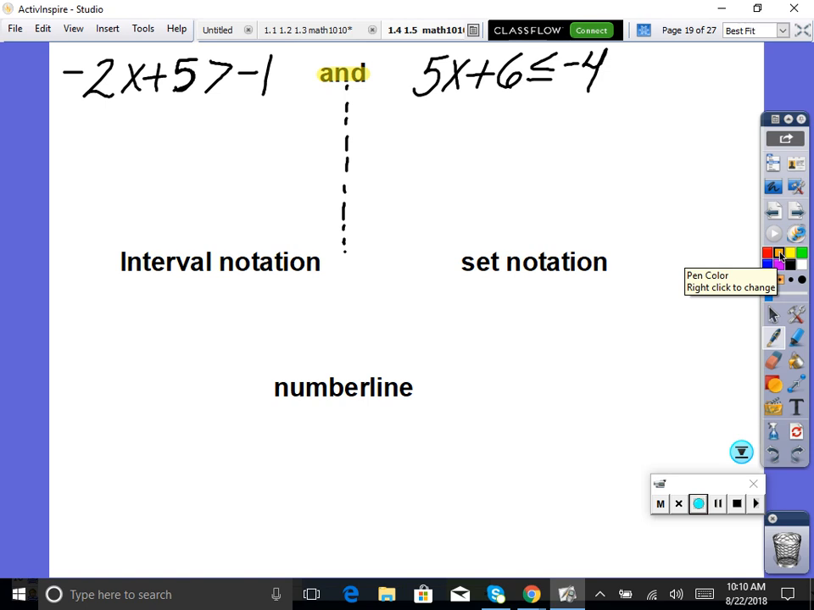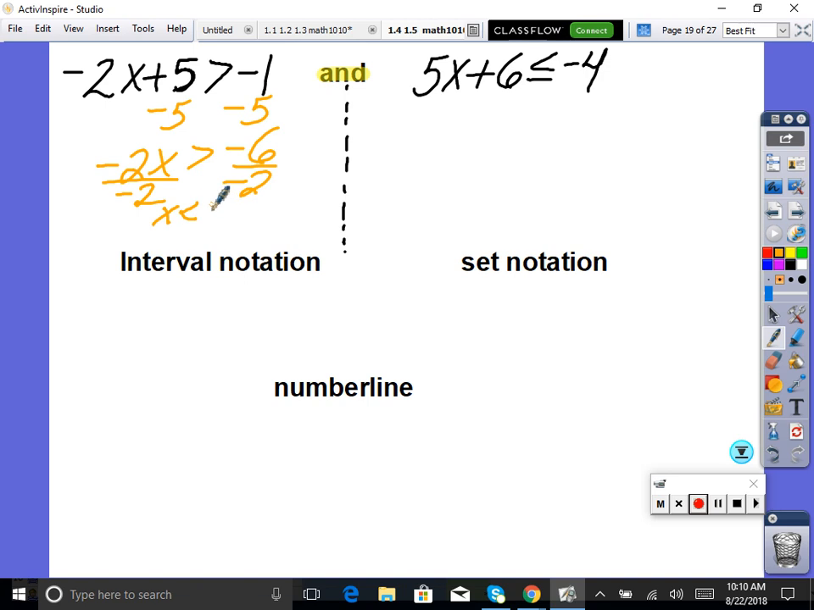-2x plus 5 is greater than -1. 5x plus 6 is less than or equal to -4. Solve for x in each case, and then we'll merge the answers. Subtract 5. We have -2x is greater than -6. We just divided by -2. We need to change the inequality. Any x value less than 3.